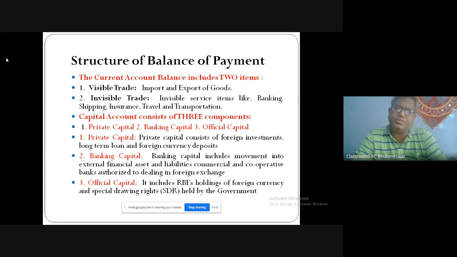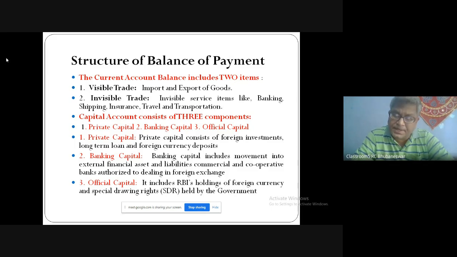Visible means which you can see, which you can touch, and which you can feel. That is called visible trade, like export and import of goods. If you talk about invisible trade, some items are called invisible, like banking, shipping transactions, insurance, and travel and transportation. These are called invisible items.